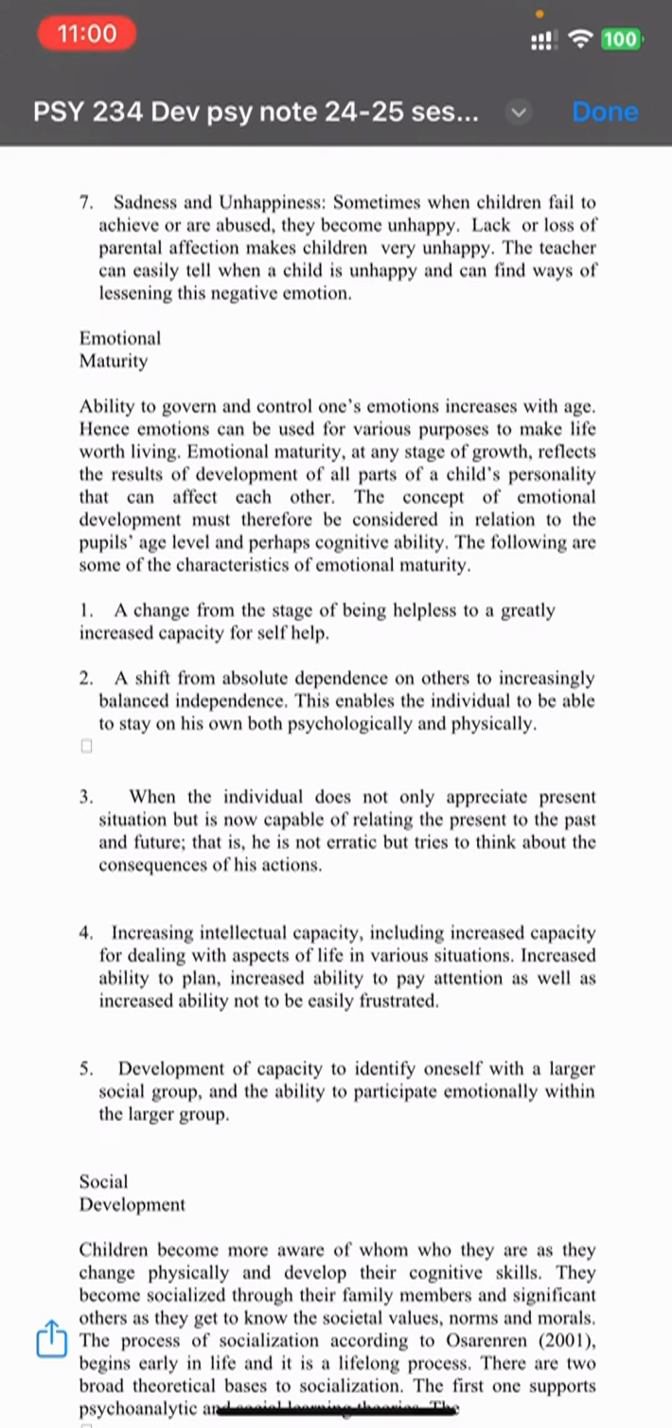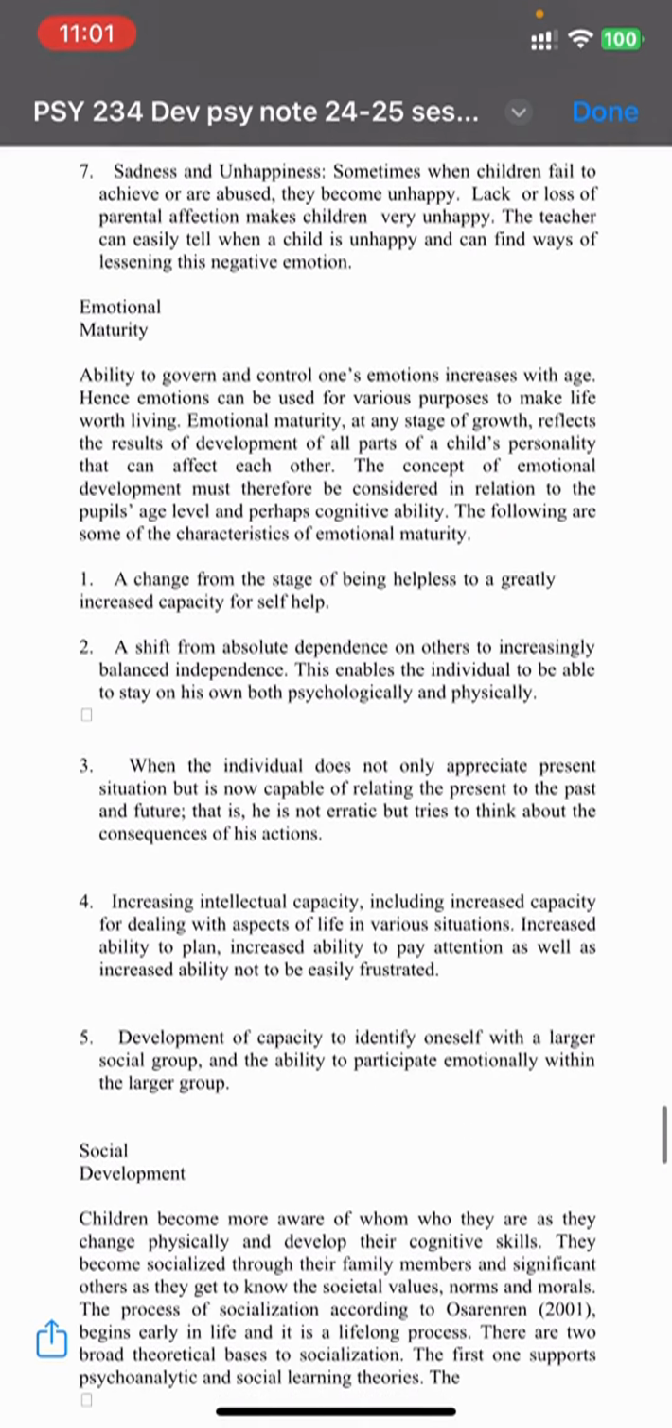Now, number 2 is a shift from absolute dependence to increasingly balanced dependence. So, "Mommy, you don't have to follow me now. Daddy, I can do it, I can go on my own." So they are trying to be independent.